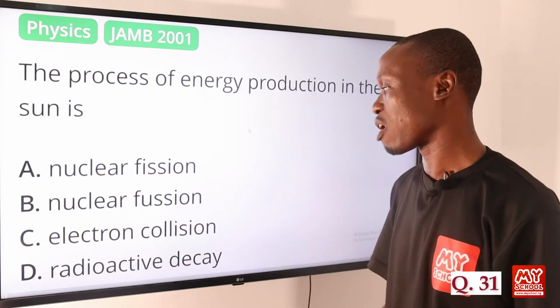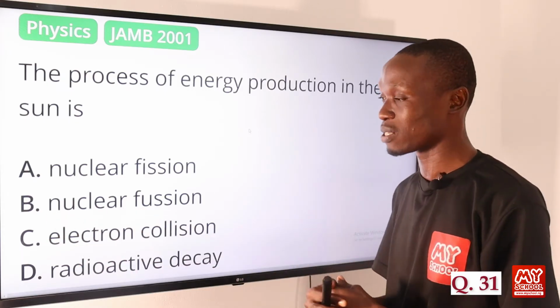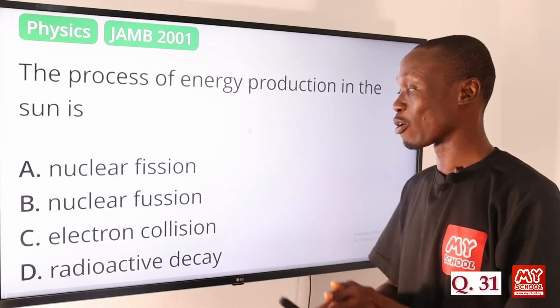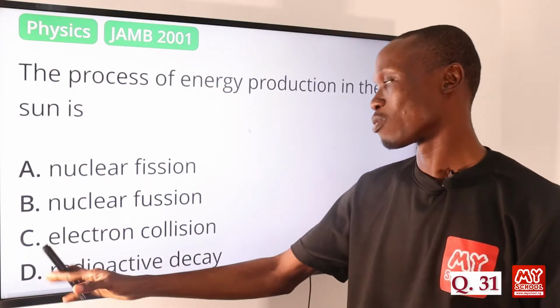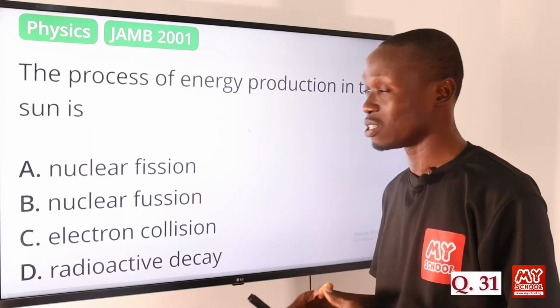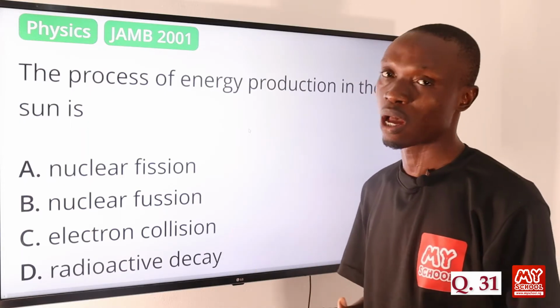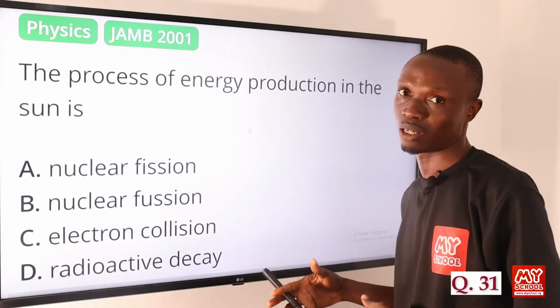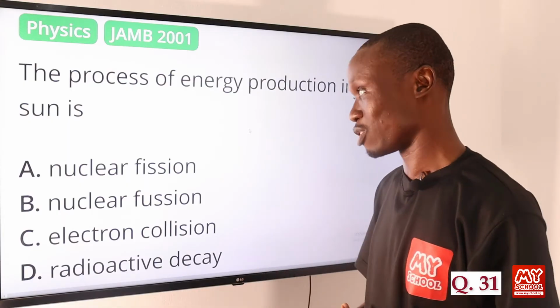While option C, we have electron collision. You're just talking about the interaction between electrons and other particles. While option D, we have radioactive decay. So radioactive decay is the process whereby unstable atomic nuclei lose energy by simply releasing radiation.